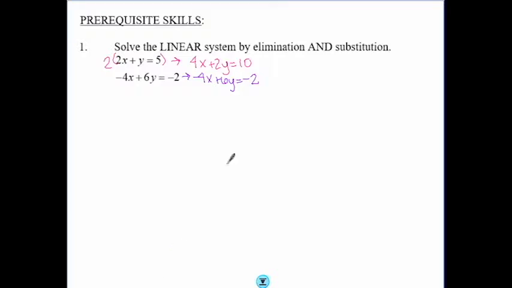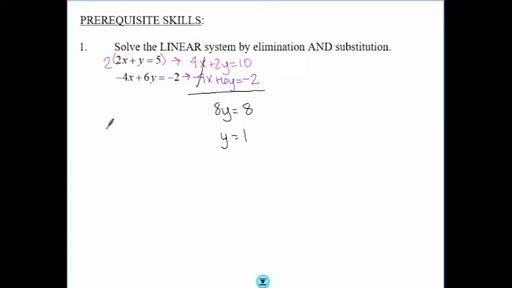And now I'm going to add these two equations together. So when I add them together, the 4x and the negative 4x will cancel out. Then I have 2y plus 6y, which is 8y, equals 8. So y equals 1. When solving a system, you need to make sure you solve for both x and y.